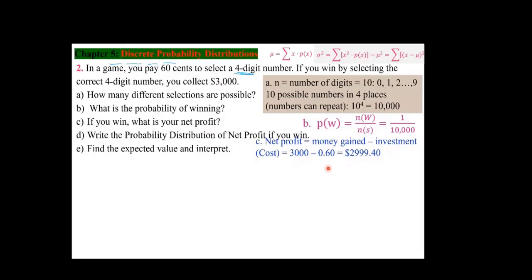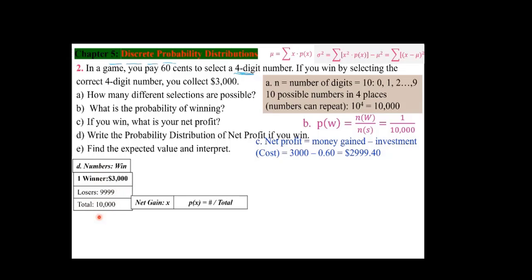Now write the probability distribution of net profit if you win. The probability distribution is simply putting the x as well as p of x. That's it. So we are looking at part D. The winner, 3,000. There will be how many? 1 winner. And the rest, 10,000 minus 1, 9,999, we lose. And the total is 10,000.